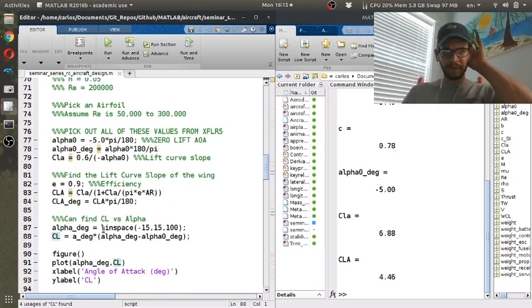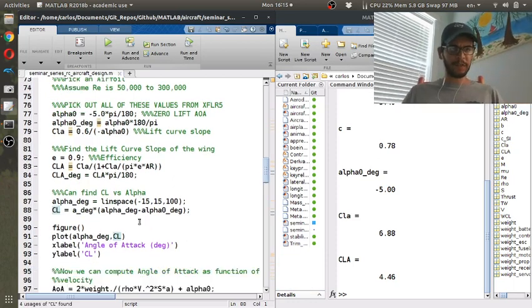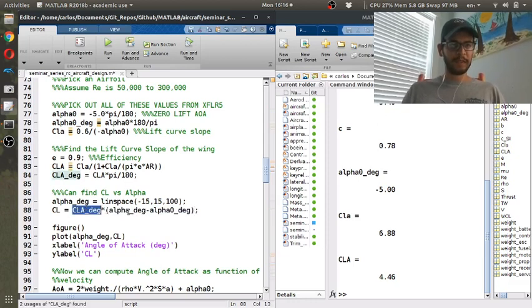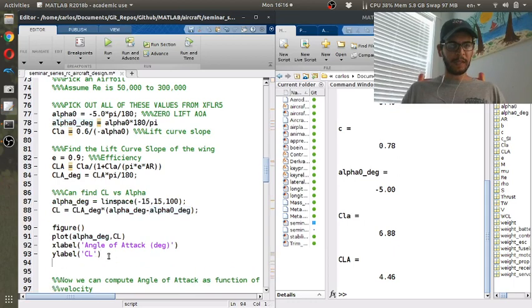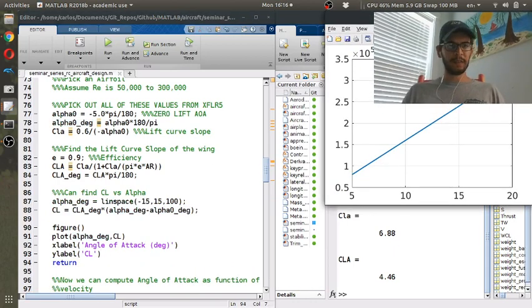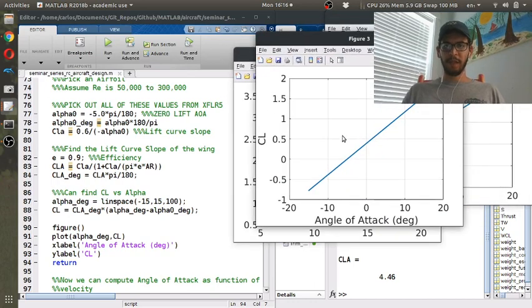At this point, we can find the lift curve, lift coefficient versus angle of attack. So we're going to go minus 15 to 15, 100 data points. And then the lift coefficient is CLA degrees times that. So this is the equation for lift coefficient. It's the lift curve slope times angle of attack, the actual vector, minus the zero lift angle of attack. And then we can create this plot here. And so hopefully we should see figure 3. Booyah. So there's figure 3.